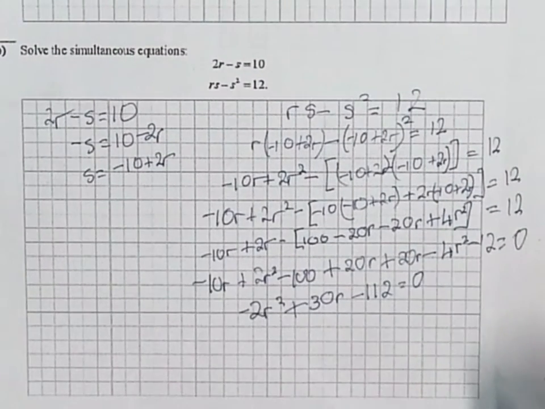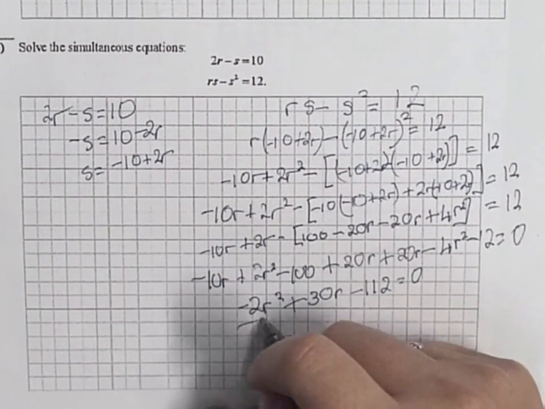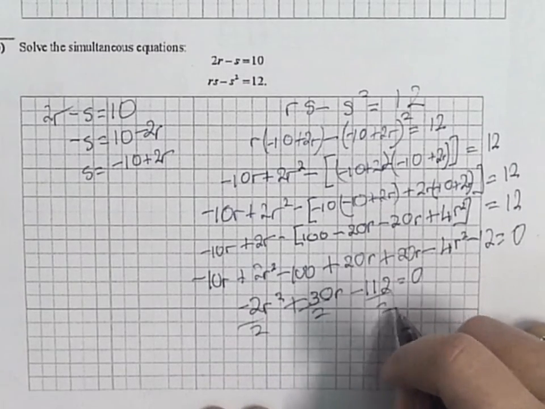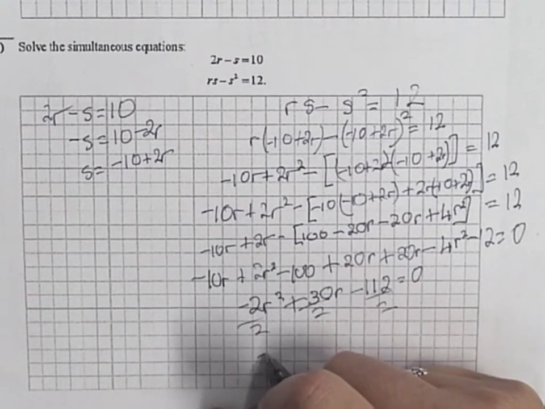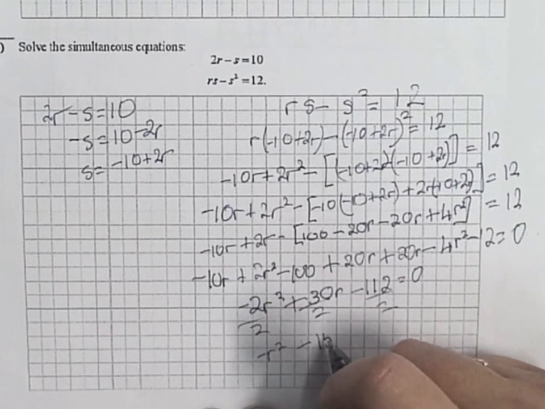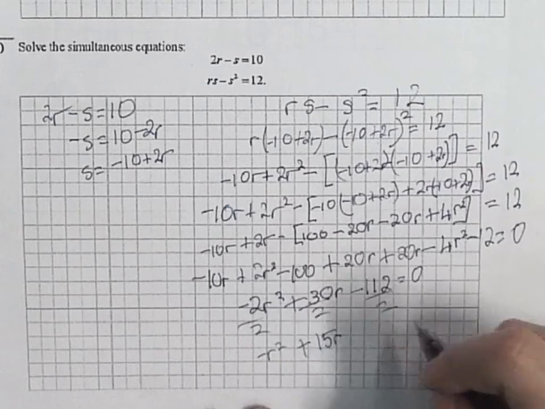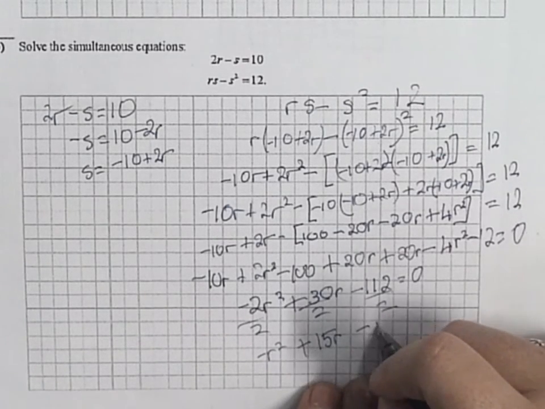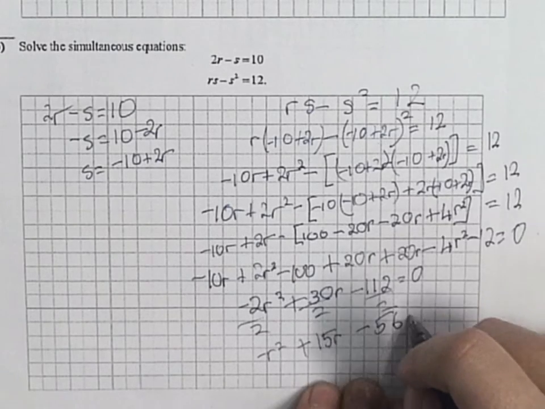Now, you may spot everything divides by 2, so I'm going to divide everything by 2. And you get minus r squared plus 15r minus, divide that by 2, you get 56 equals 0.